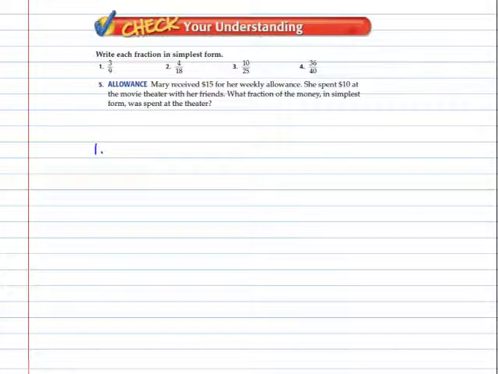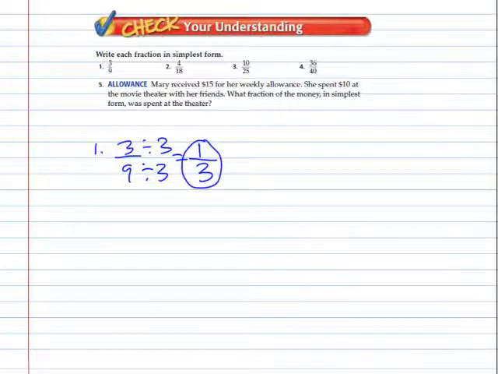Write each fraction in simplest form. Check your understanding. Example number 1, 3/9. Again, I recognize that both numerator and denominator have 3 as a factor, so my resulting fraction in simplest form is 1/3.